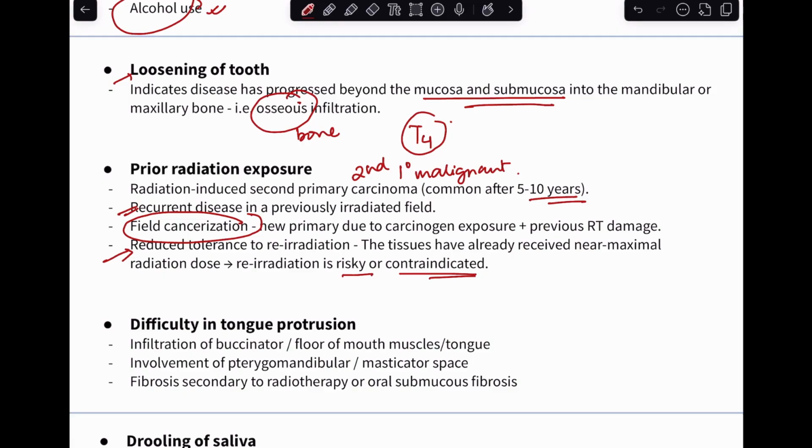Next is difficulty in tongue protrusion. Now, what would that indicate? That would indicate the involvement of the buccinator muscle or the floor of the mouth muscle or even the tongue muscles. It can also involve the pterygomandibular space or the masticator space. And if there is fibrosis secondary to radiotherapy or oral submucous fibrosis, that will also lead to difficulty in tongue protrusion. So, these are our three causes why these patients can have difficulty in tongue protrusion.